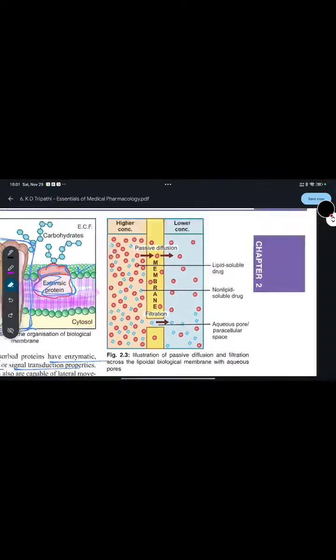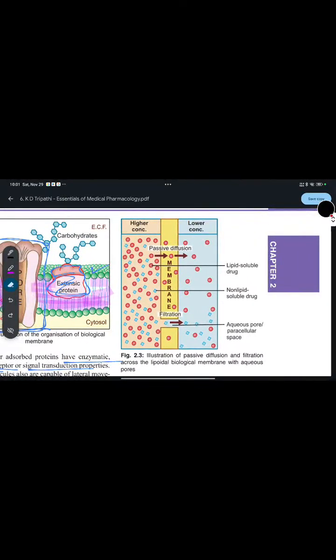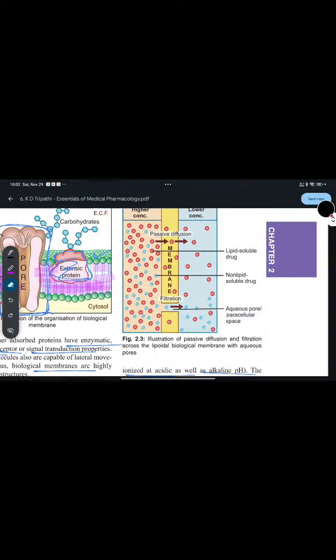Now did you understand this diagram or not? See, this is an illustration of passive diffusion and filtration across the lipoidal biological membrane with aqueous pores. I hope you understood it very well. Okay, now we will see the ionization of a weak acid.